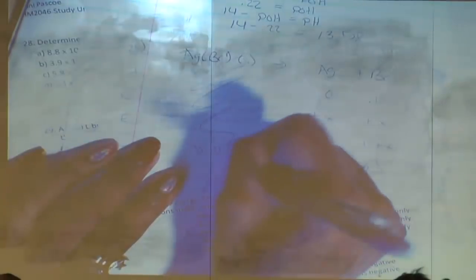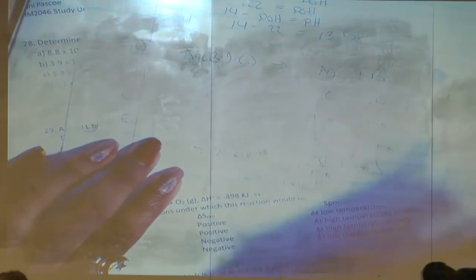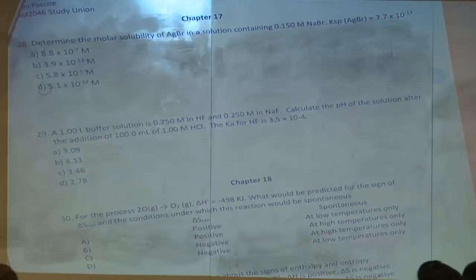So we should get 5.1 times 10 to the negative 12. So that's D. Okay.